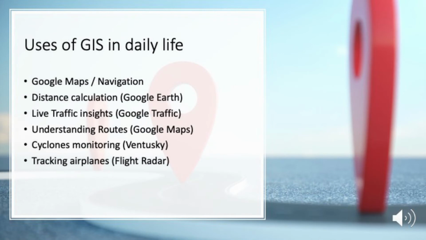So, what are the uses of GIS in daily life that almost every person nowadays is using? GIS technology is used by Google Maps. Every person nowadays uses it for navigation, distance calculation of some remote areas, distance or area calculation. Google also gives us live traffic insights and understanding routes.